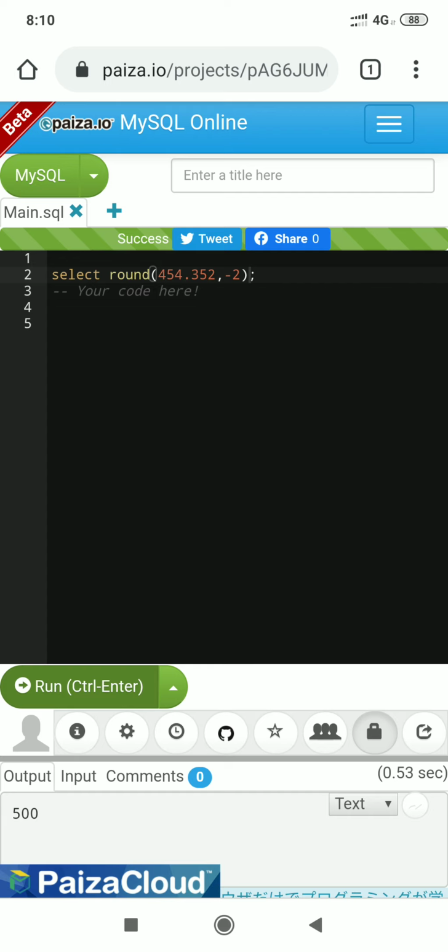So students, I hope that you are all familiar with how to use the round function. Thank you.